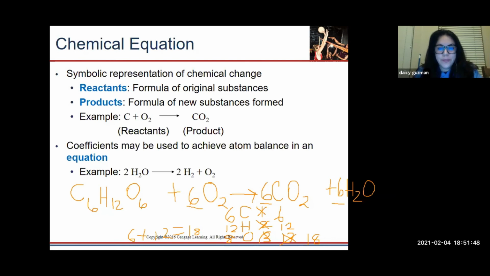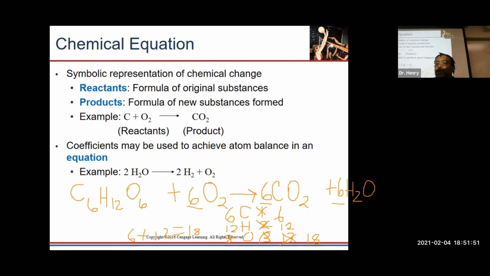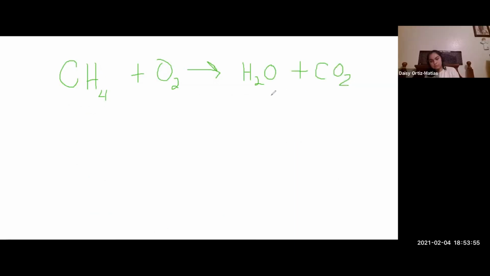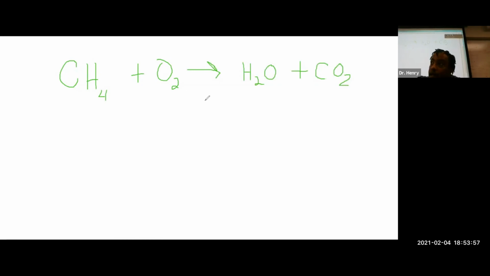Okay, so let's start. Let me go to a whiteboard and then we'll do another problem. Okay, so always start by writing down what you're looking at. So all of your different elements. Then you say, how many do I have on each side? How many carbons do I have on my reactant side?